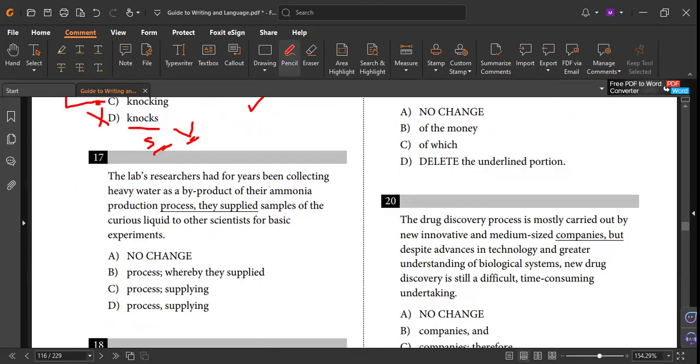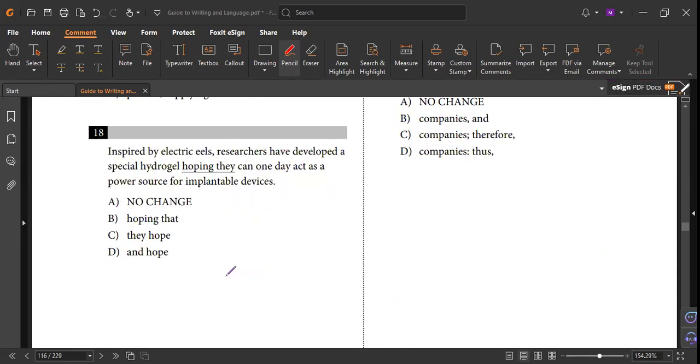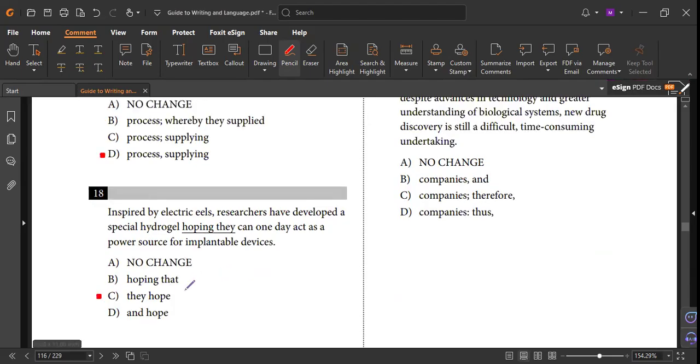17. 17D. 17D, correct. 18A. And 18A, no. 18, it must be letter C.